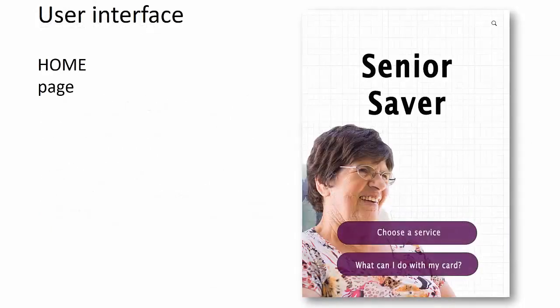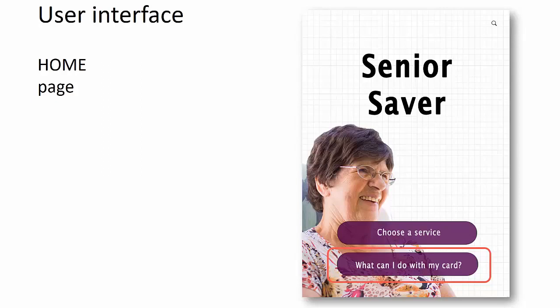This is the proposed design of the user interface for the home page of the Senior Saver web application. There is a standard search icon and facility in the top right corner and two buttons towards the bottom of the page. Choose a service will go to a wireframe of all 11 categories of concessions and discounts from which the user can select a category.